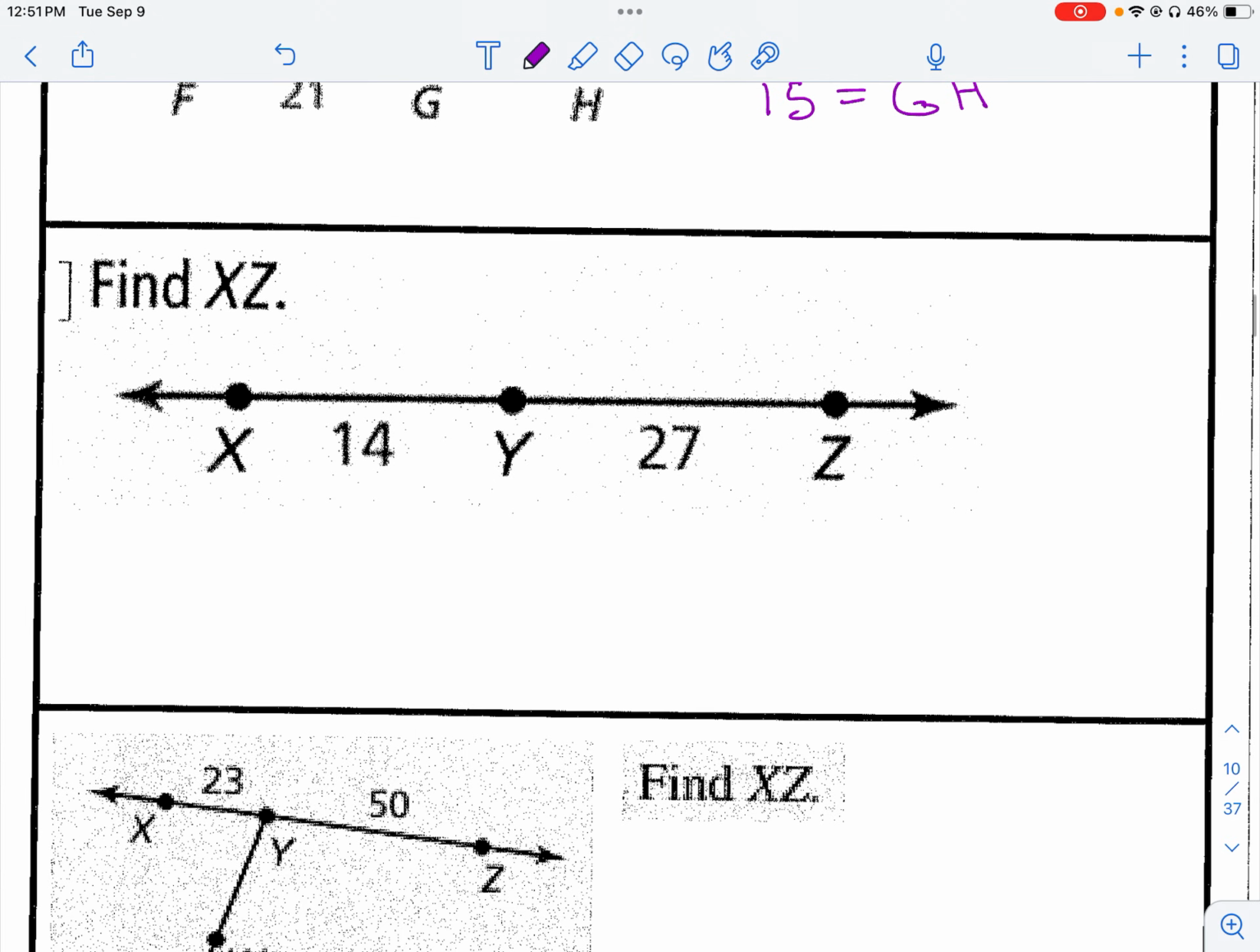Let's do one more example. In fact, why don't you pause the video, solve this for yourself, and then hit play and see how you did. All right, let's see if I can get the same answer you did. So XZ equals XY plus YZ. XY is 14, YZ is 27. We're finding XZ. So XZ is 14 plus 27, or 41.